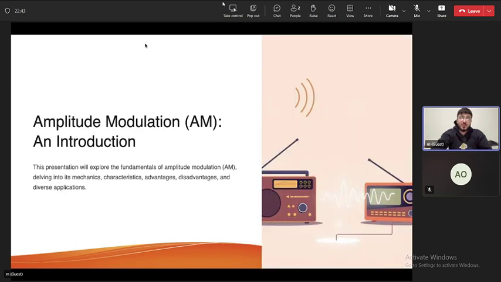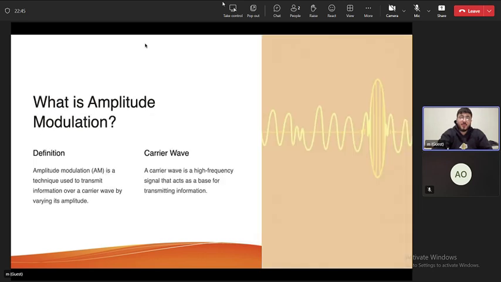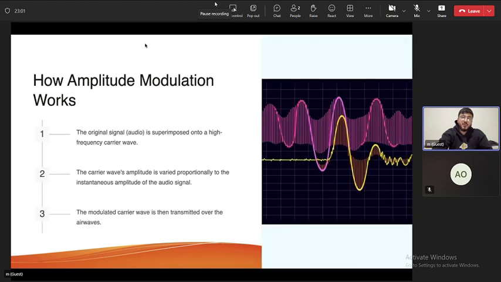So first of all, let's start with amplitude modulation, AM. Basically, amplitude modulation is a technique used to transmit information over a carrier wave by varying its amplitude. The carrier wave is a high-frequency signal that acts as a base for transmitting information.